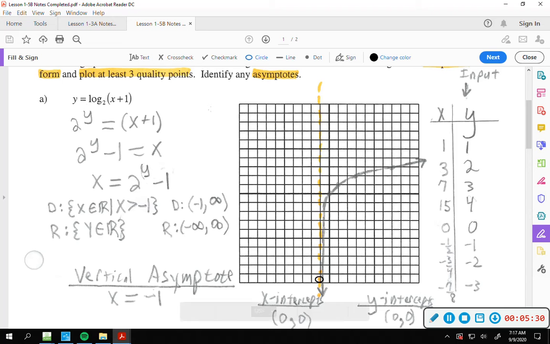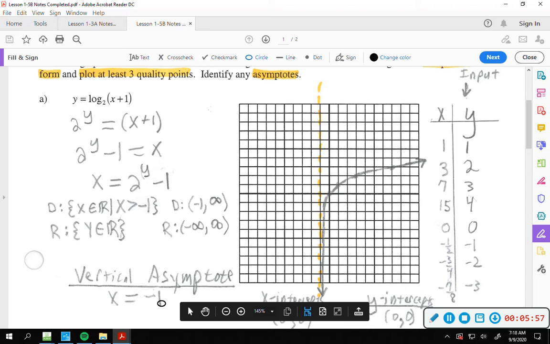1/8 minus 1 is negative 7/8. It shouldn't take long to realize this negative 4 is going to produce a negative 15/16, and I could keep going. The larger the negative value is that I plug in for y, the closer this x value is getting to negative 1. That's why x equals negative 1 is the vertical asymptote.